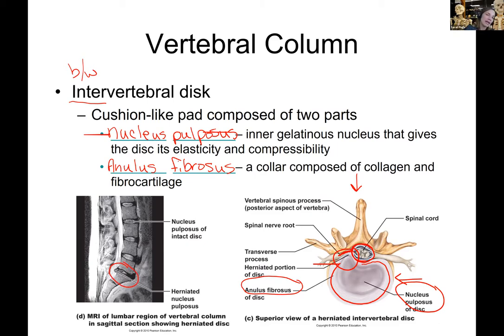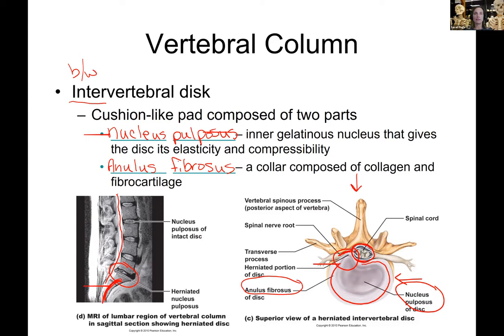You can see that bright white line, that is the spinal cord. So you can see it's pinching that spinal cord. Again, this is in the lower back. You can tell because this right here is the sacrum. And so you know the pain for this individual is going to be in the legs.